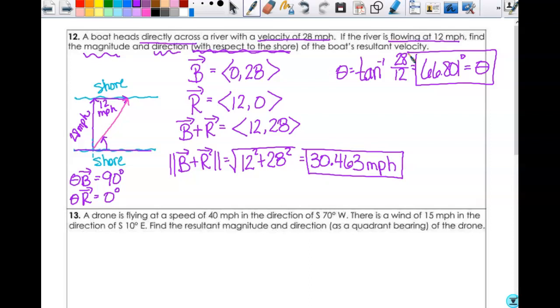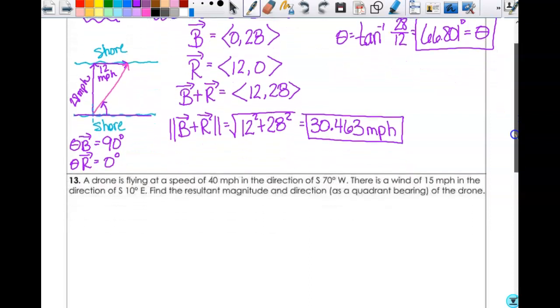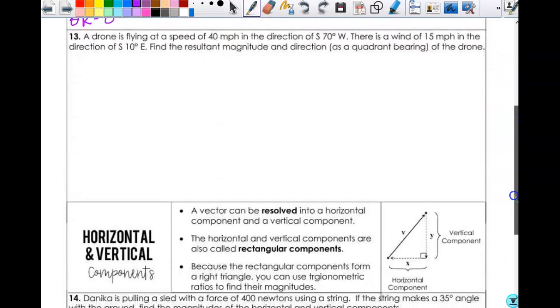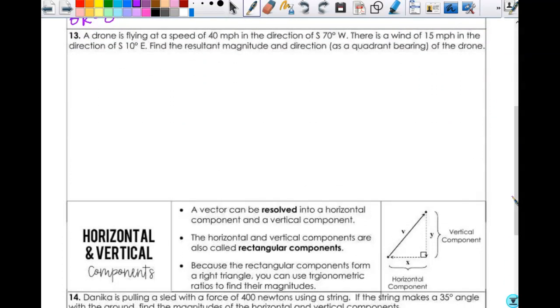So now we have a drone. A drone is flying at a speed of 40 miles per hour in the direction of south 70 degrees west. There is a wind of 15 miles per hour in the direction of south 10 degrees east. Find the resultant magnitude and direction as a quadrant bearing of the drone. Okay, so the drone is flying at a speed of 40 miles per hour, direction of south 70 degrees west.